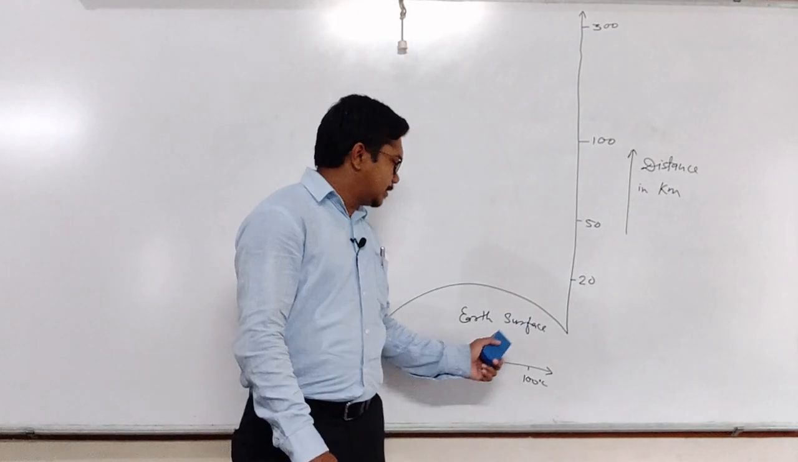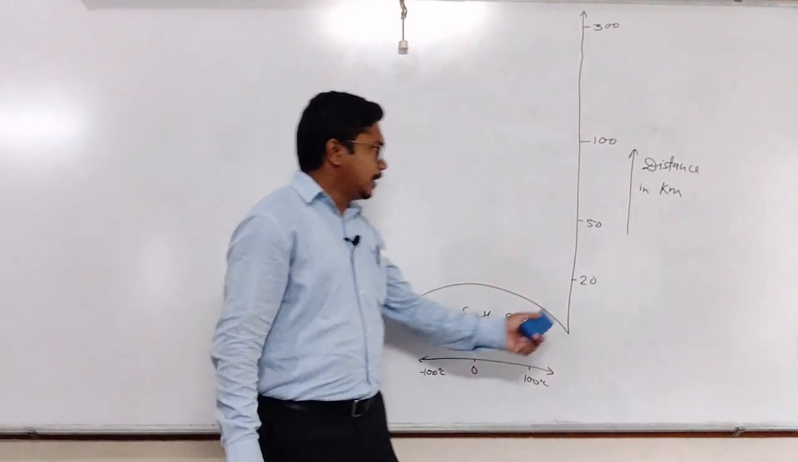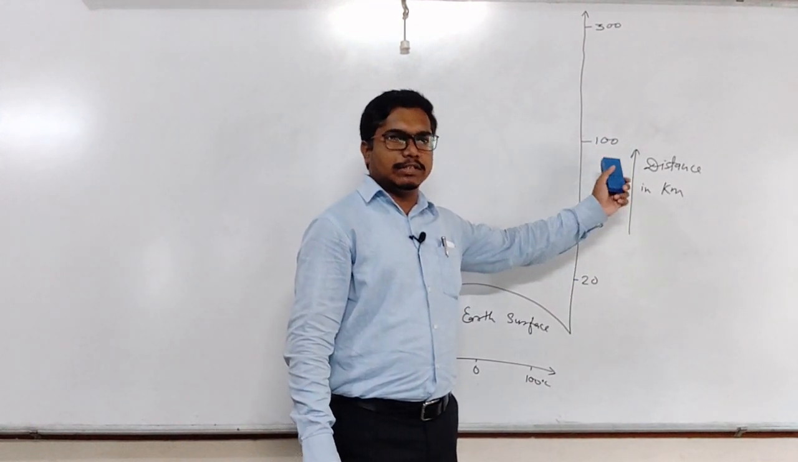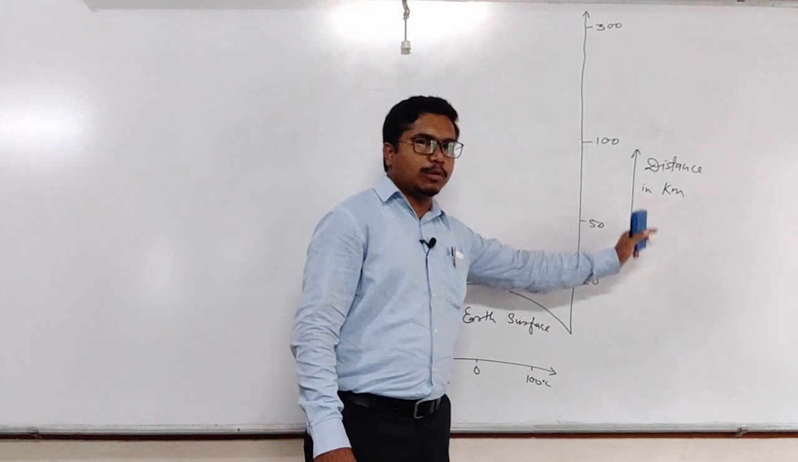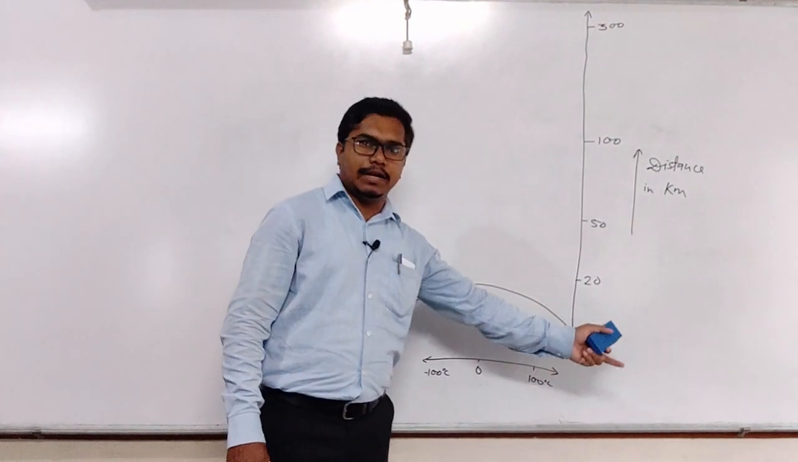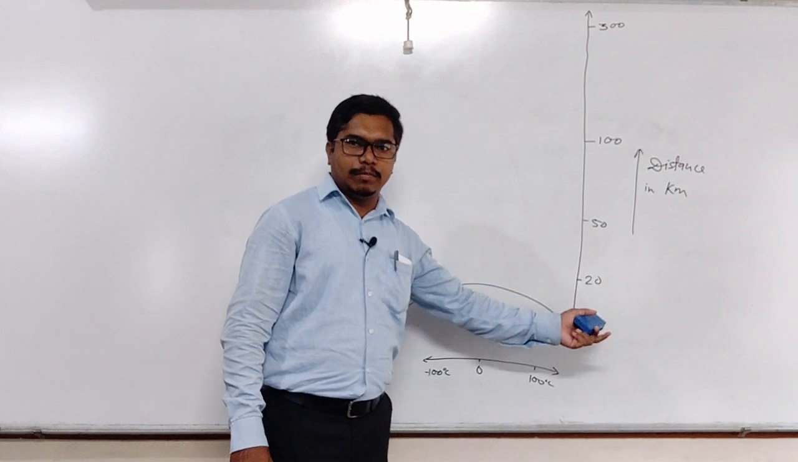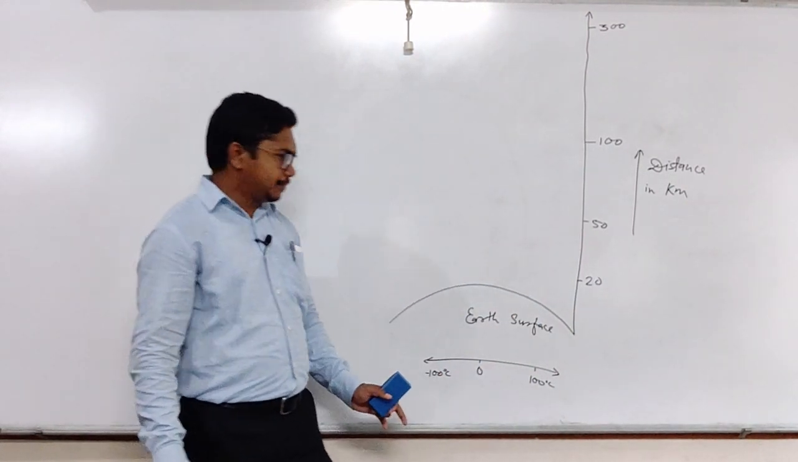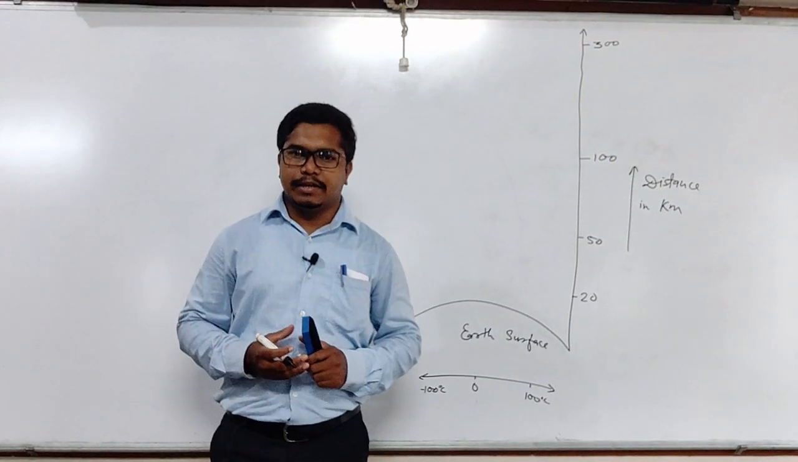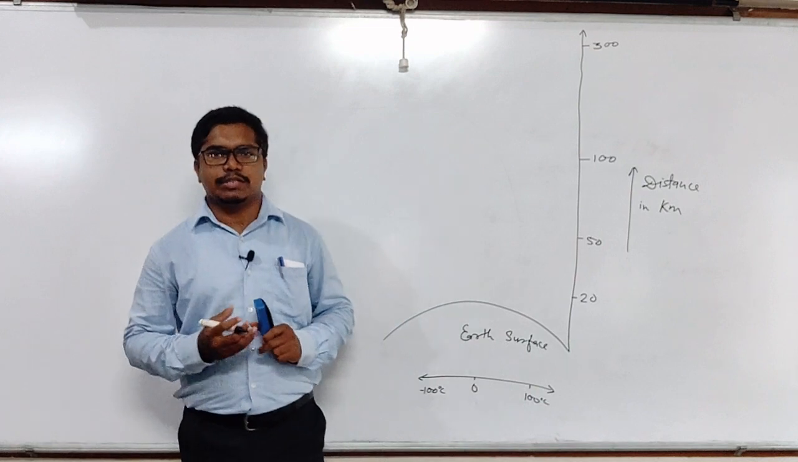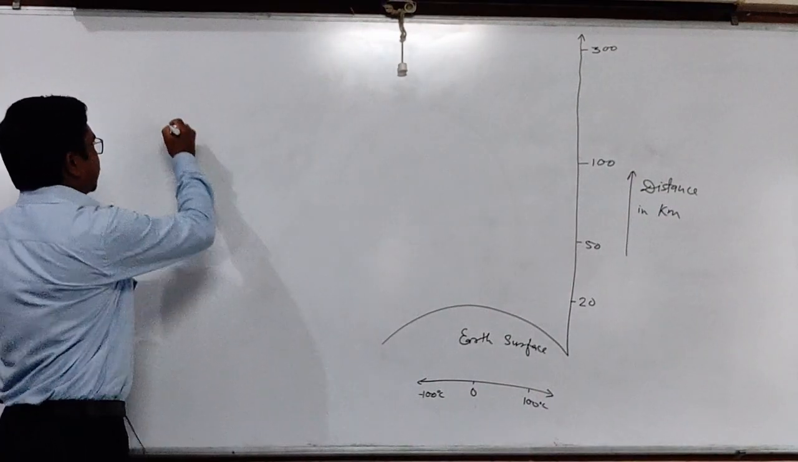So consider this is the earth's surface, and if we move above the earth's surface, we will consider here the distance in kilometers as well as the temperature in degrees Celsius. At right it is a positive temperature and at left it is a negative temperature. So as I said earlier, the atmosphere is divided into various zones. The first zone is troposphere.